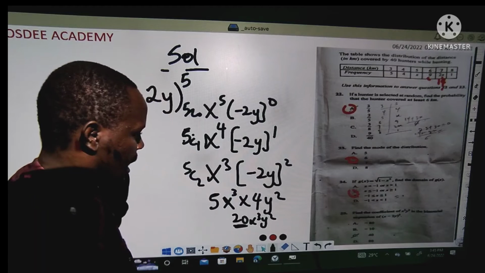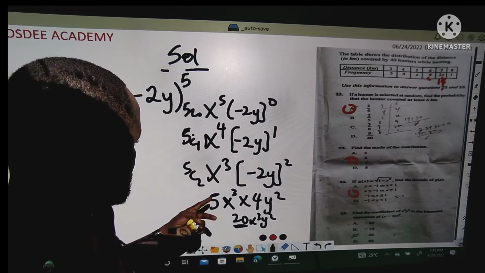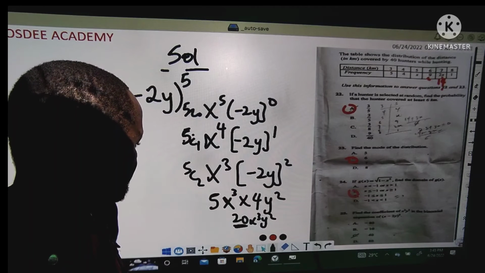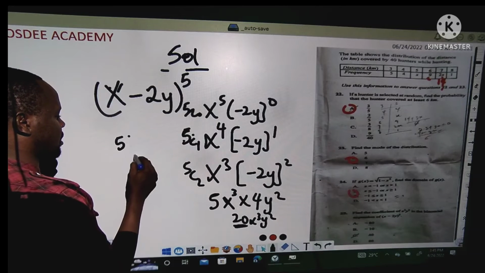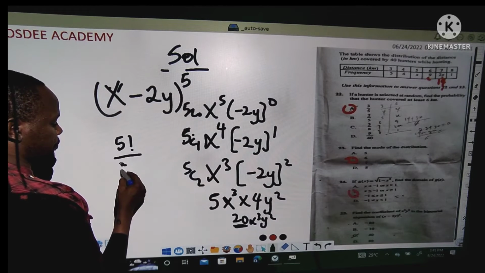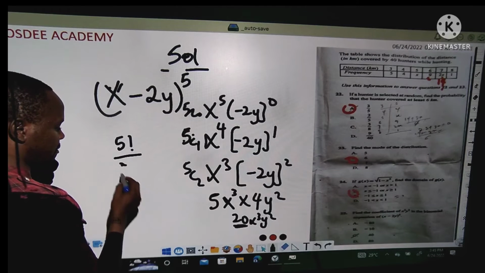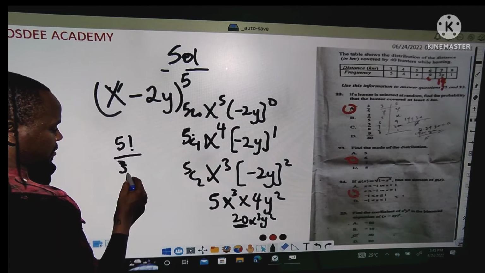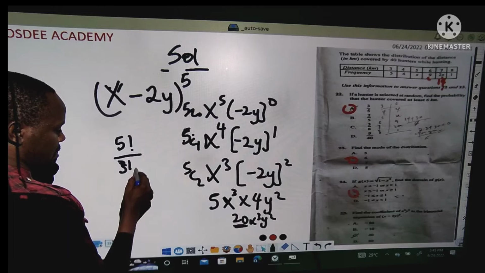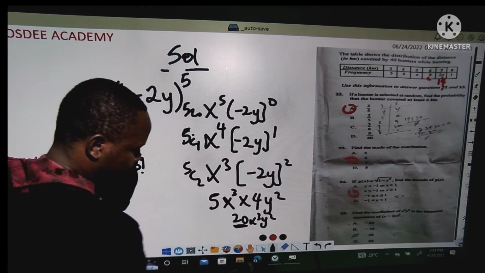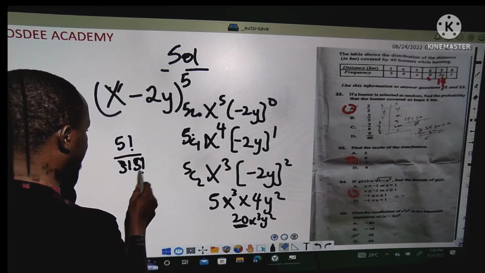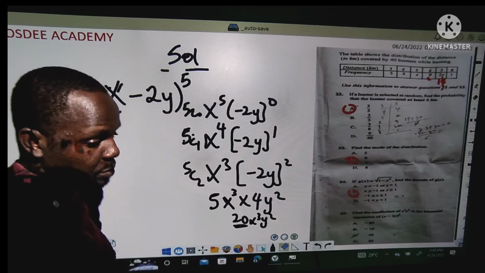I hope we are there so that we don't make mistakes. Yeah, 5 combination 2 is 5 factorial over 3 factorial, 2 factorial. So 5 combination 2 should be 5.